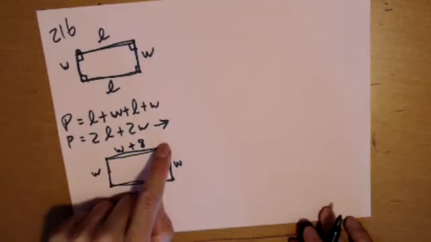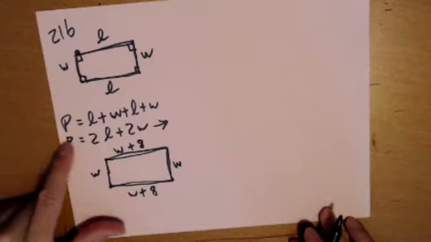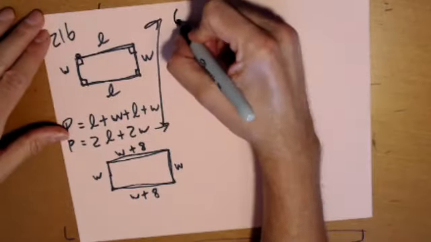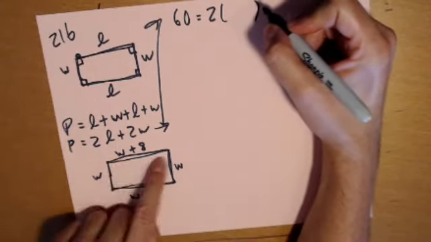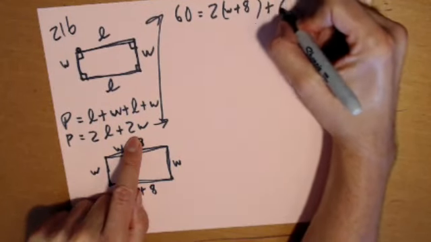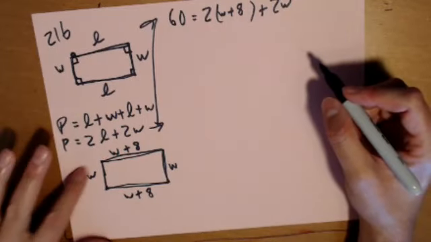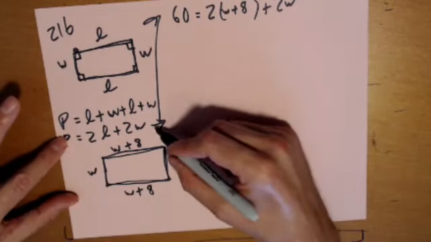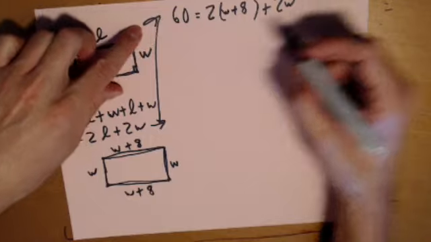So W plus 8 plus W plus W plus 8 plus W must add up to 60, and then you solve it. Or if you use this formula, you would say the perimeter, which is 60, is equal to 2 lengths, but we agreed that the length is going to be W plus 8, plus 2 widths. So you see how we're doing the same thing. Either you visualize it and write things down piece by piece, or you accept the formula and save yourself 12 seconds. Whichever way makes more sense to you.